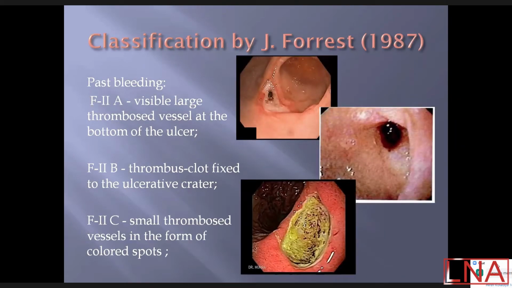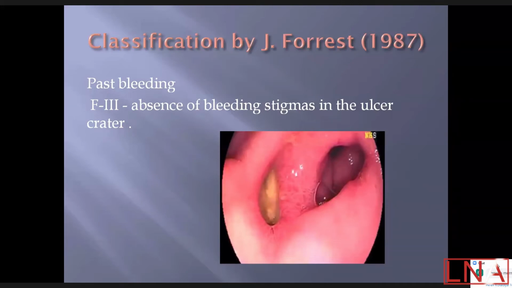Forrest 2A means a visible large thrombosed vessel at the bottom of the ulcer. 2B means a thrombus clot fixed to the ulcer base. 2C means small thrombosed vessels in the form of colored spots. And Forrest 3 means absent symptoms of bleeding, no stigmata of bleeding in the ulcer. You see only the clean base of the ulcer, clean fibrin.